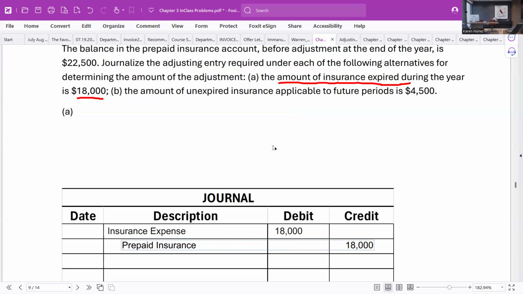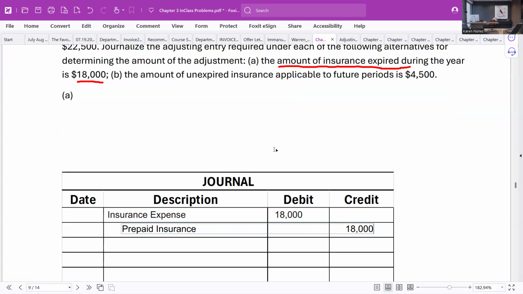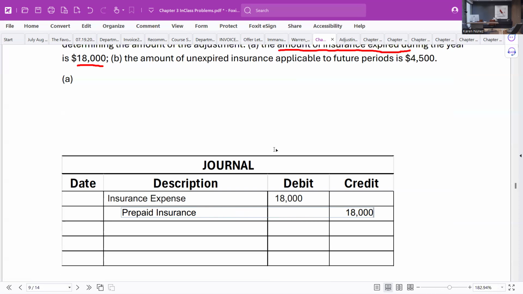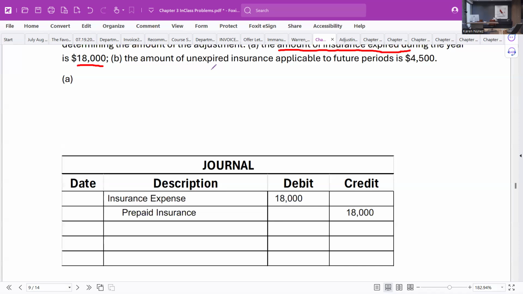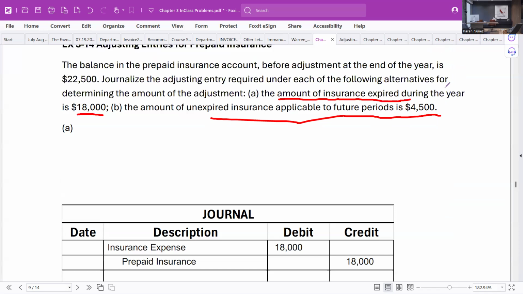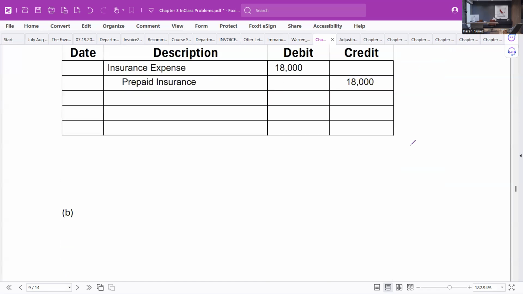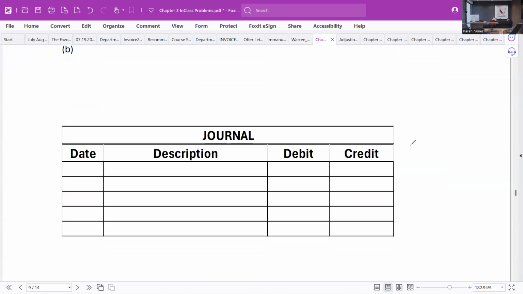And in part B, they state it a little bit differently. So now in part B, what they tell us is something a little bit different. What they say is the amount that's applicable to future periods is 4,500. So what does that mean? Well, we've got a prepaid insurance account that has a balance before adjustment of 22.5. We get to the end of the year and the amount that should be in the account is 4,500. So we have to think about that just a little bit differently.